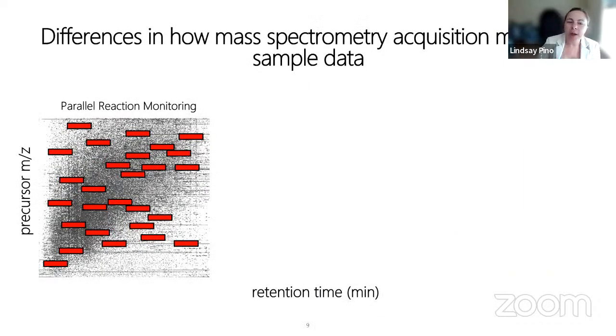So we're going to visualize DIA using these ion maps. In these ion maps, going up and down vertically, it's the precursor m/z.